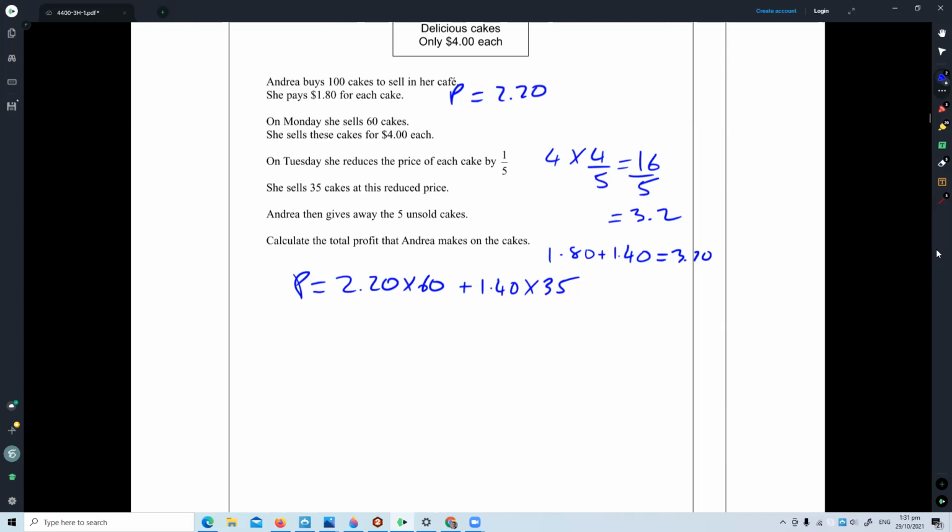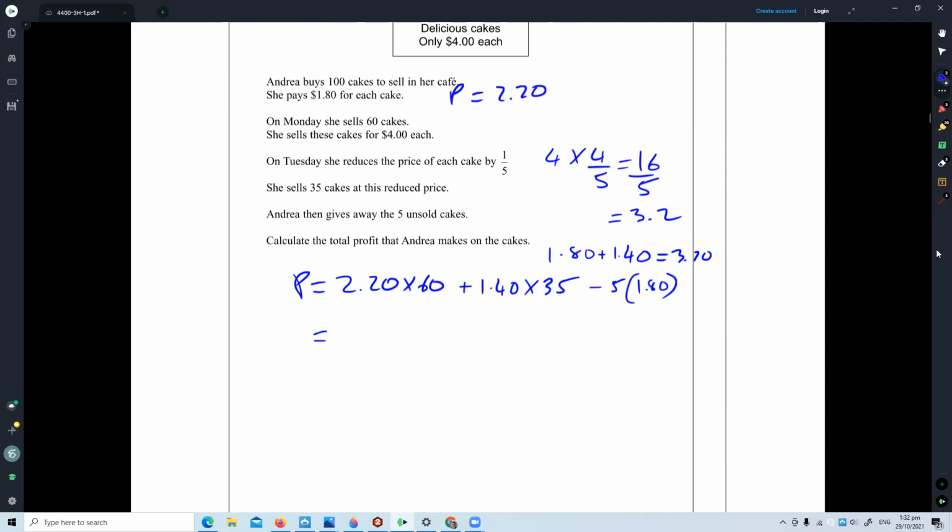And then we have 5 unsold cakes. Well, these count for something because the problem with those 5 cakes is they're costing her money. So we need to think that there's 5 cakes. So take away 5 cakes that she's actually lost $1.80 on, because she's just bought them for $1.80 and she's just lost that money. So I'm going to perhaps use my calculator here because I want to make sure I don't make a boo-boo.